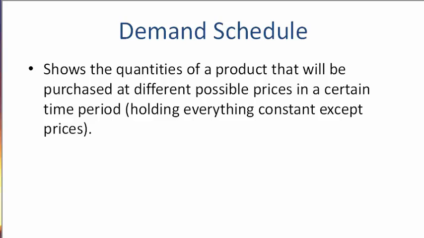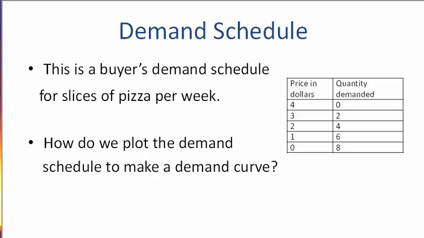Recall that a demand schedule is just a list of quantities and prices that show what a consumer or consumers are willing and able to purchase at different prices. So we're holding everything constant except for prices. In the demand schedule shown here, let's say we're talking about a buyer's willingness and ability to pay for slices of pizza per week. So we're looking at a list of prices and quantities. So how do we plot these points on a graph to make a demand curve?